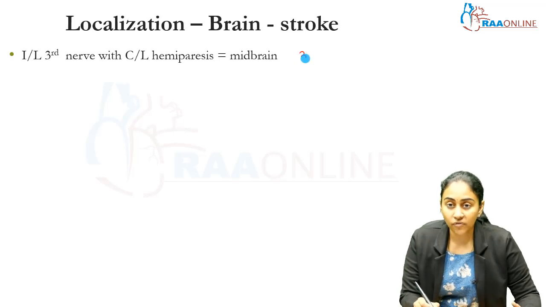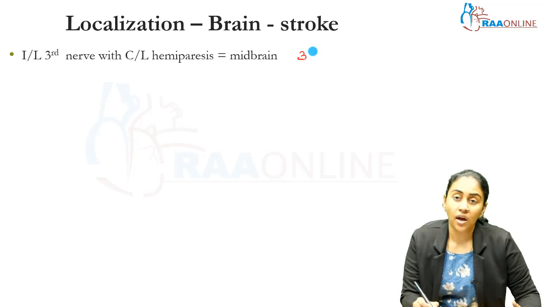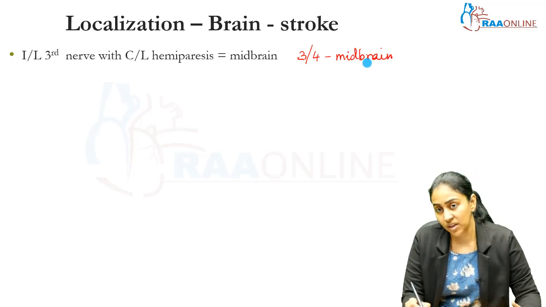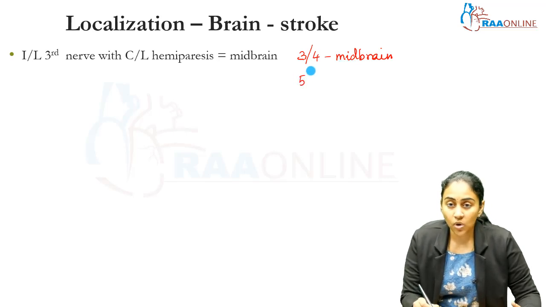You already know for a fact that except for 1 and 2, the other cranial nerves arise from the brainstem, right? So your 3 and 4 arise from the midbrain. Whenever you have hemiparesis with involvement of the 3rd and 4th cranial nerves, you automatically localize it to the midbrain.